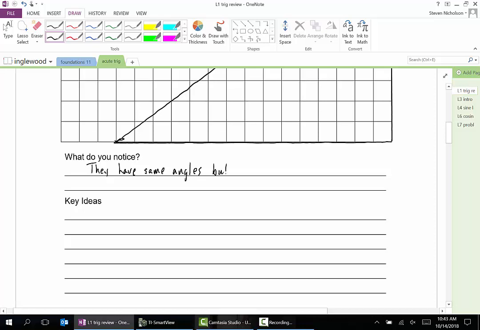But they are not the same triangles. And you might say that one is bigger than the other, or one is smaller than the other. But the angles are the same.